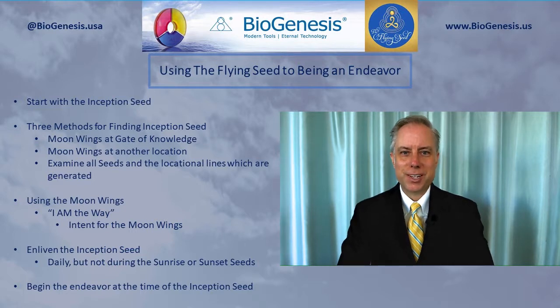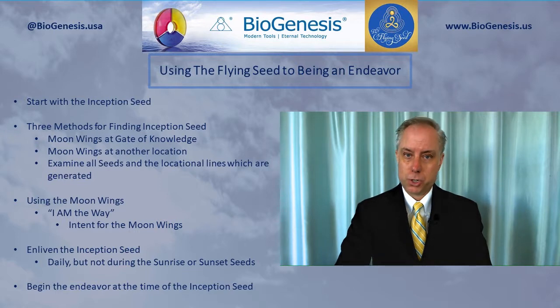Okay, let's go through this and make sure that we understand each of the steps. So, first off, what is he talking about as far as a project, an endeavor, anything like that? It's simple. Any project that you are starting, whether it is a short-term project or a long-term project, you can use this technique to best illumine the path. You illumine the path through finding the inception seed and then enlivening the inception seed through the flying seed. And you allow the moon wings to tell you what the inception seed is going to be.